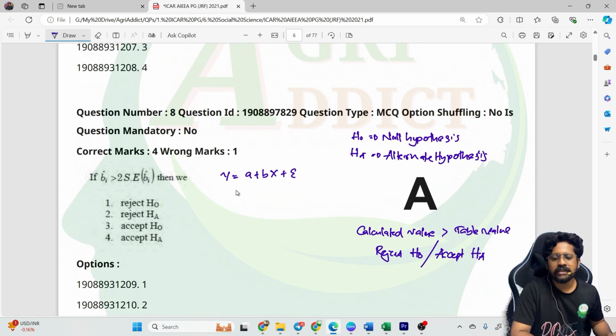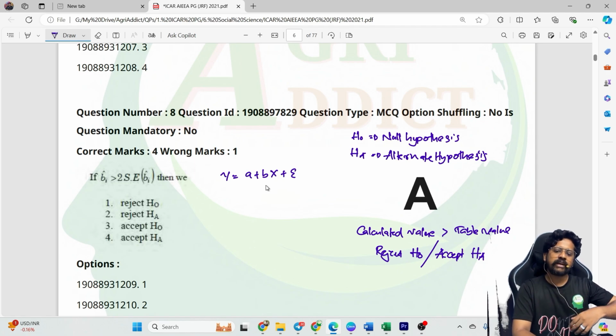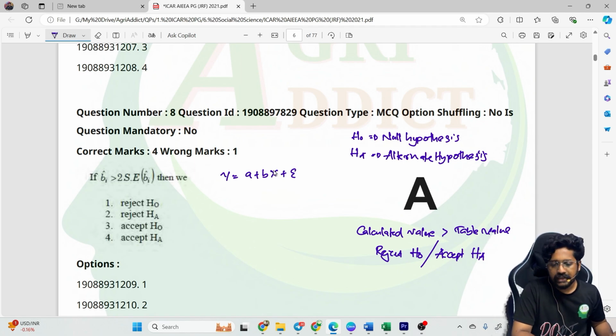A is nothing but the yield that we will be having when the value of the independent variable, that is x, is equal to 0, right? So what is the intercept term? A is nothing but the value of the yield when the value of the independent variable is 0. So this is actually a basic linear regression framework.